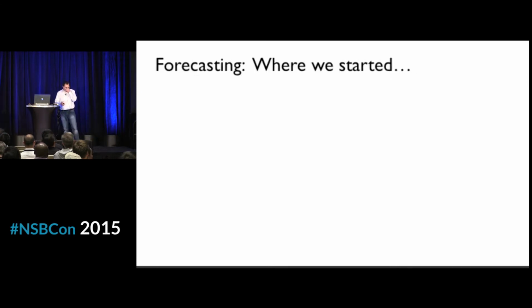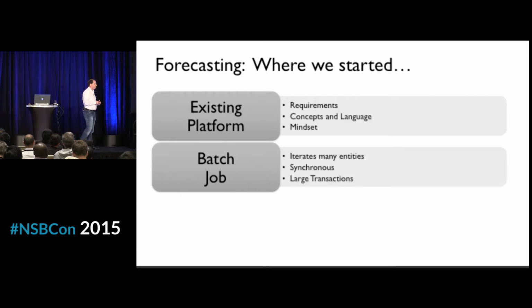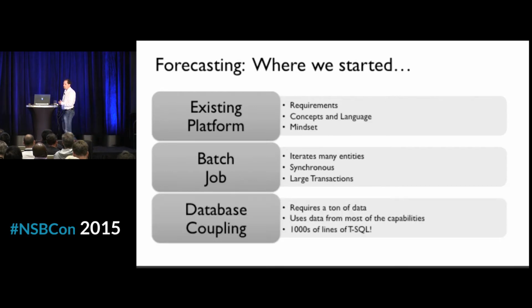So getting into the actual process, when we started, we had an existing platform to contend with. Our requirements were phrased in terms of the older solutions, and a lot of the concepts and language were more technical oriented than domain oriented. Does that sound familiar to everybody? It was implemented as a batch job, which iterated through many entities and large transactions and was very synchronous in nature. It was implemented using thousands of lines of T-SQL because it required so much data in the database to do what it needed to do. How many people have heard that it has to be done in the database because it requires too much data? Yeah.